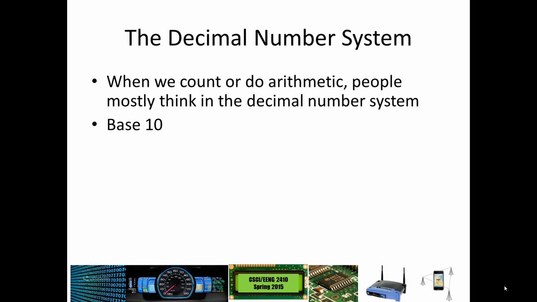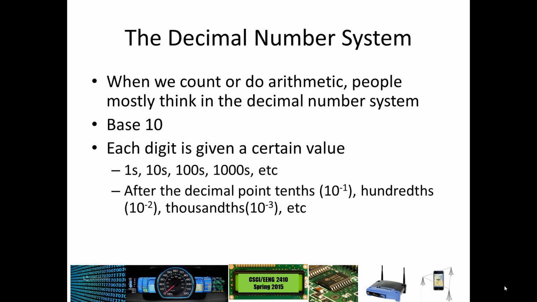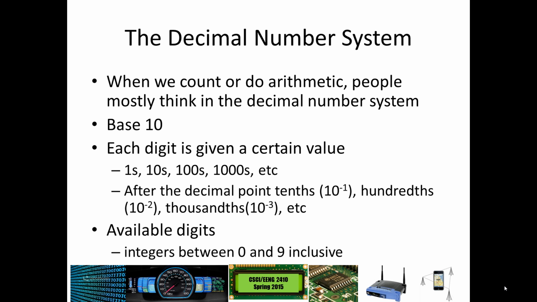So every place in the decimal number system has a certain value, and they are progressive powers of tens. So you have your ones place, your tens place, your hundreds place, thousands, etc. And those are representative of different powers of 10. So 1 is 10 to the 0, 10 is 10 to the 1, 100 is 10 squared, 1000 is 10 to the third, etc. And then if you go to the right of the decimal place, you also have negative powers of 10. So you've got your tenths place, which is 10 to the negative 1. You've got your hundredths place, 10 to the negative 2. And it can keep on going down to smaller and smaller values the further you go to the right. And what digits do you have available? So in each place, you can have a value 0 through 9 inclusive.